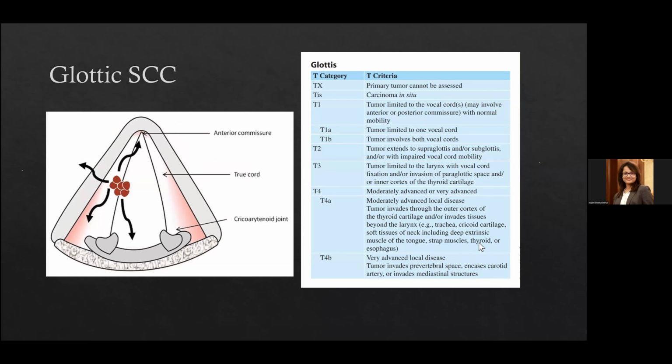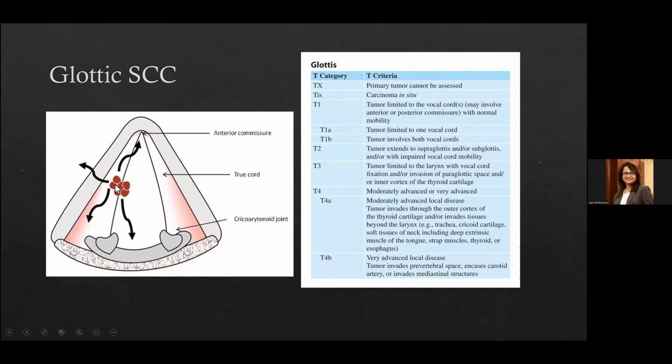Next, coming to the glottic SCC. Now, glottic SCC, as we all know, these are the most common of the subsites. So 30% of the cases are supraglottic, around 60-65% are glottic, and 5% are subglottic. So subglottic SCC are the most uncommon.